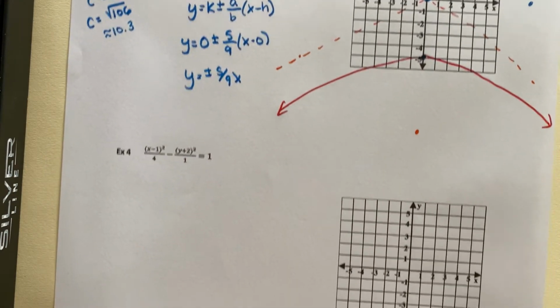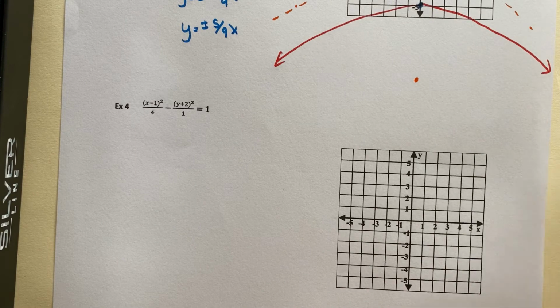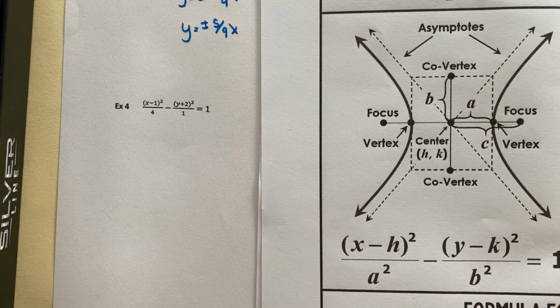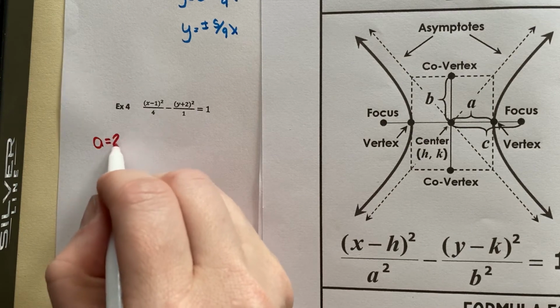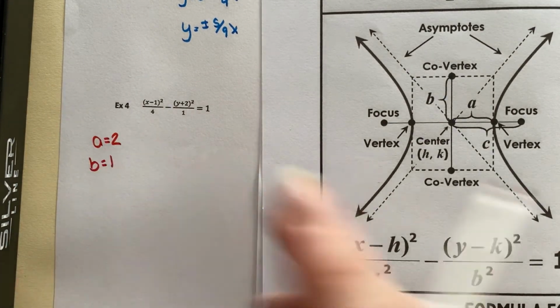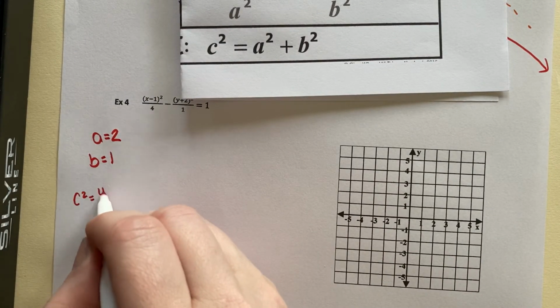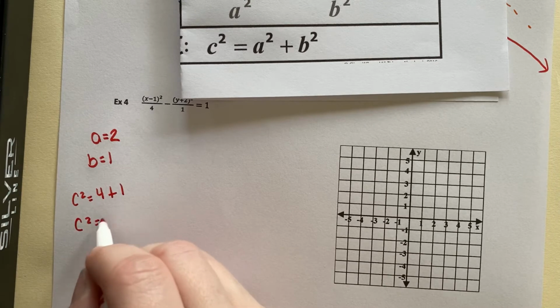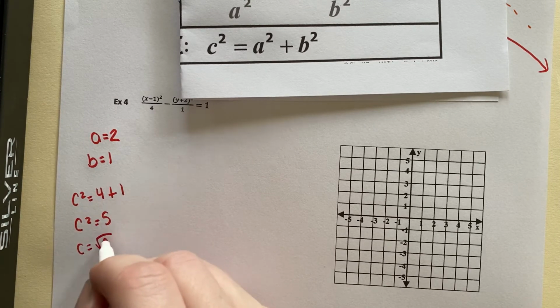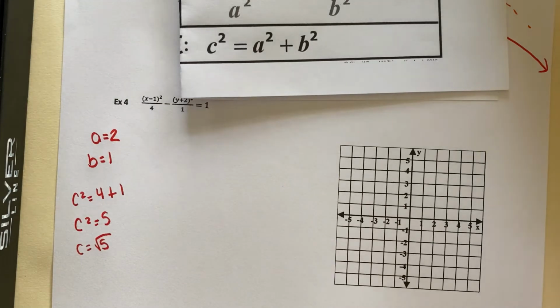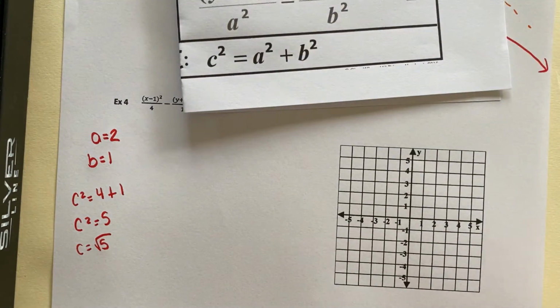Okay, last one. The x is first. So we're going to go back to the horizontal hyperbola. And let's match this up. So a squared is 4. That means a would be 2. And b would be 1. So let's solve for c. My formula for c. C squared equals a squared plus b squared. So c gives me root 5, which again is about 2.2.